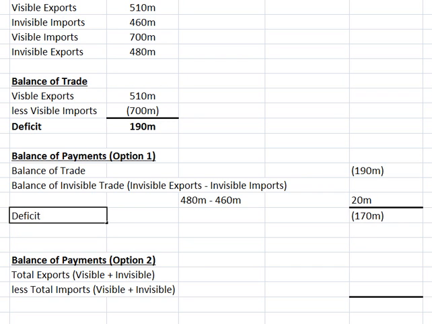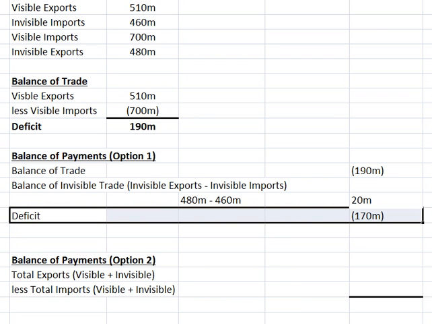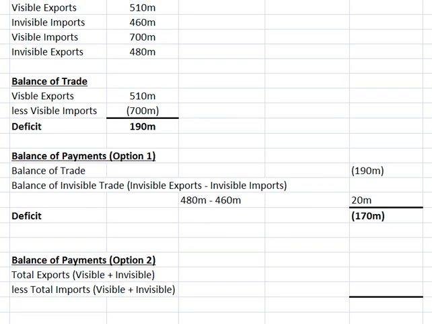The reason it's a deficit is because total imports are greater than total exports. Negative balance of trade, positive balance of invisible trade, however, it doesn't outweigh the negative balance of trade.